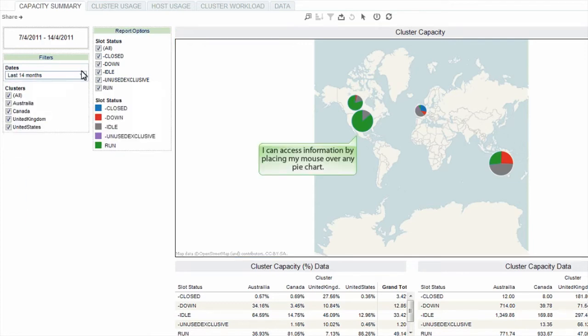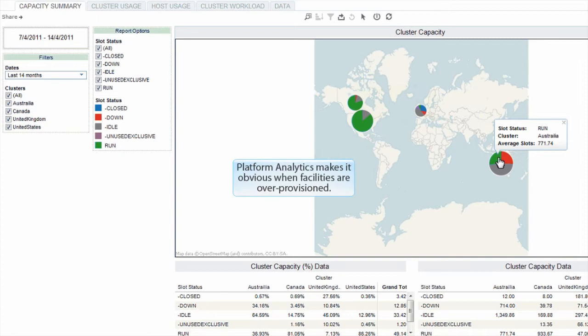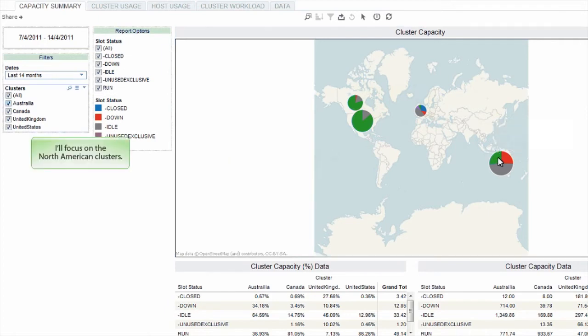I can access information just by placing my mouse over any of the pie charts. On our US cluster, for example, we averaged over 2,000 job slots running, with most of the balance being idle. The pie chart view makes it obvious there's even more idle capacity in Australia. Over this period, most resources were either idle or down. An average of 71 slots was in use here, suggesting the environment could be over-provisioned. The real story is often more complicated, and I'll delve into the details in a minute.